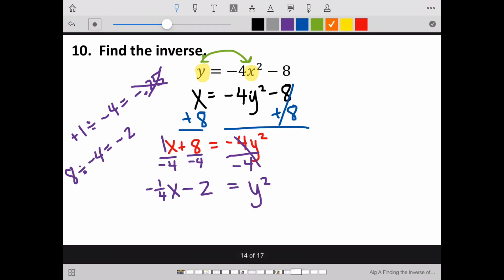And now to completely get the y by itself, the opposite of squared will be square root. So y equals the square root of negative 1/4 x minus 2.